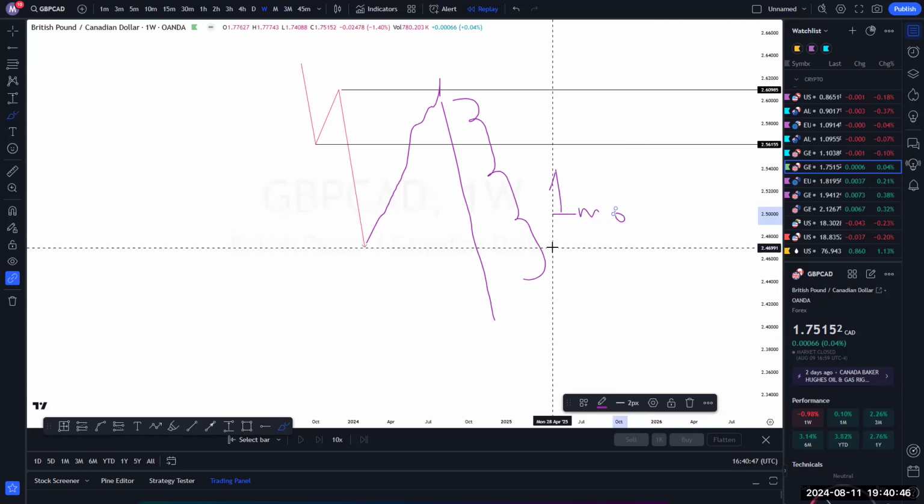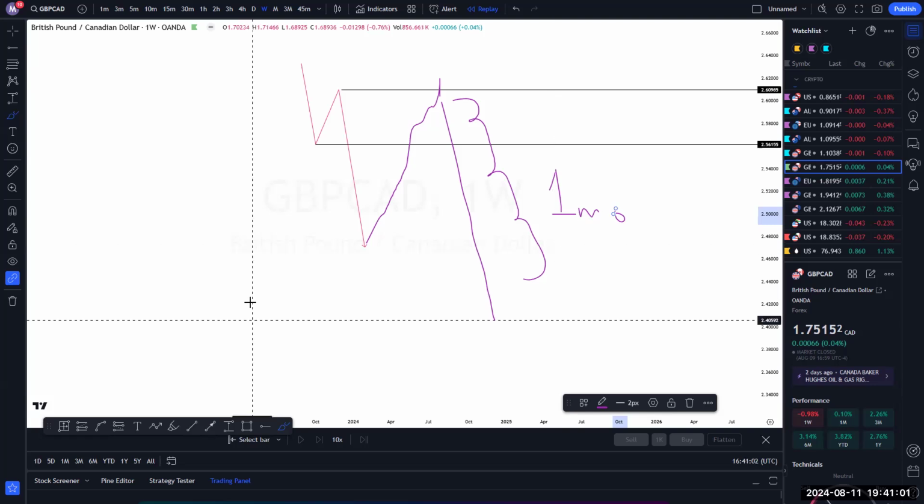So if you're looking for a swing setup that you're going to hold for months or several weeks, then you're going to be using the monthly cycle only.